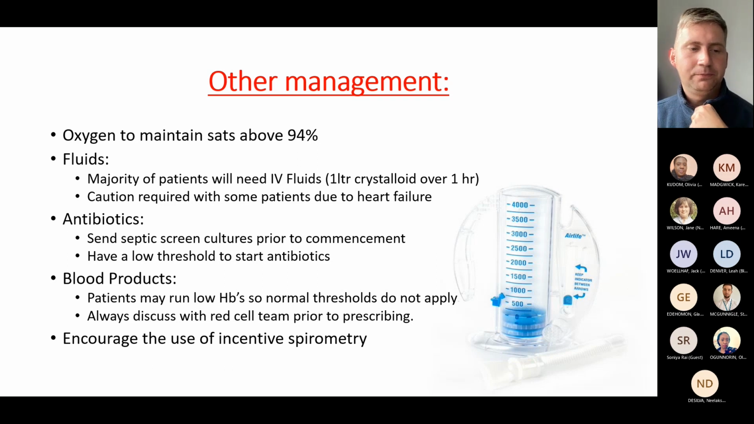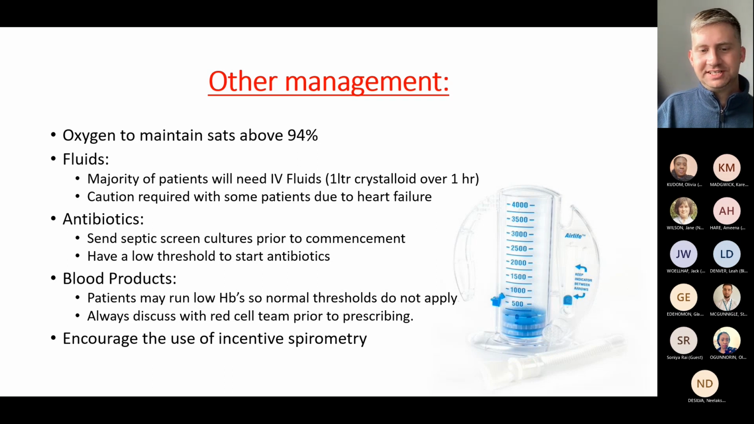Blood products: our patients are known to run low hemoglobins generally, so normal thresholds do not apply. For example, if we have someone with leukemia, before I did this, I used to do some cancer nursing. So when the hemoglobin hits 70, you'll be like, right, I'm ordering a unit of blood. You just don't think about it, you do it. And then the doctor prescribes and you give it. However, we have patients who are sitting in the 50s and 60s and we wouldn't necessarily give them a blood transfusion. But before blood is given, it should be discussed with the red cell team prior to prescribing it.